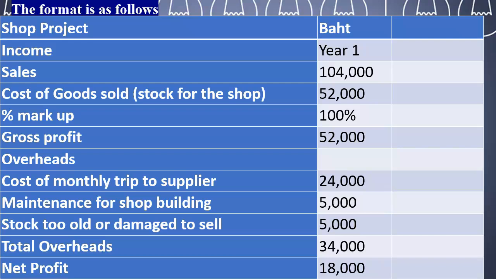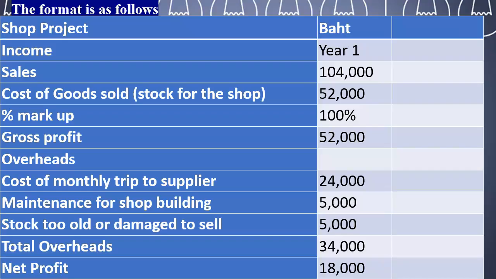Next line is the cost of goods sold, which is the things that we bought for the shop, and we're saying that's 52,000 baht. And the markup, that is how much more we charge when we sold things than we bought them for, that is 100%. So we took the 52,000 that we bought them for, and we sold them for 104,000, which is double what we bought them for, so 100% up.